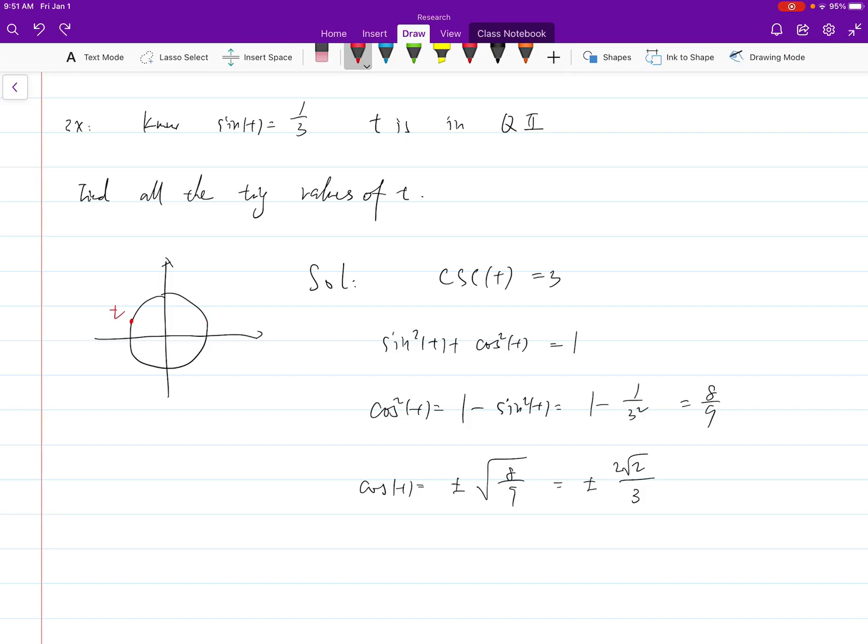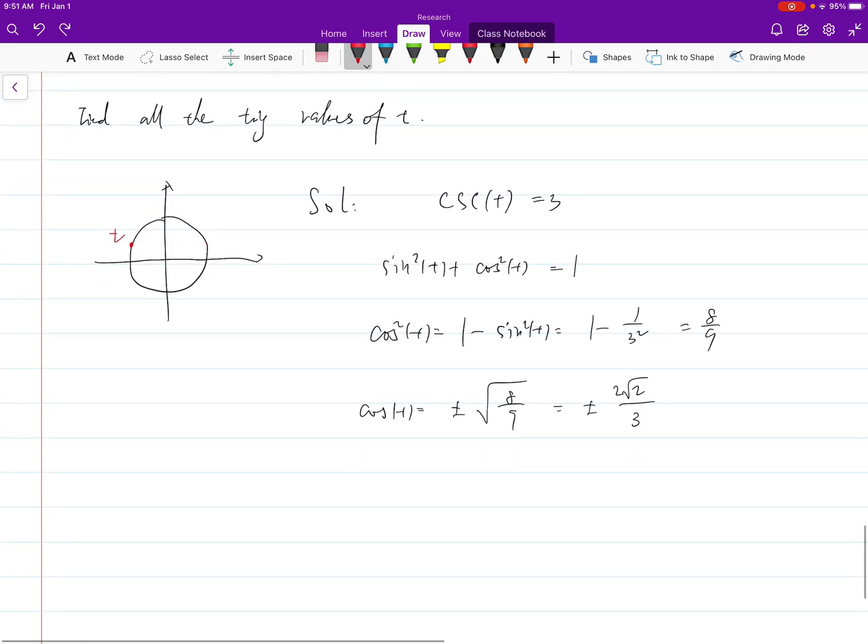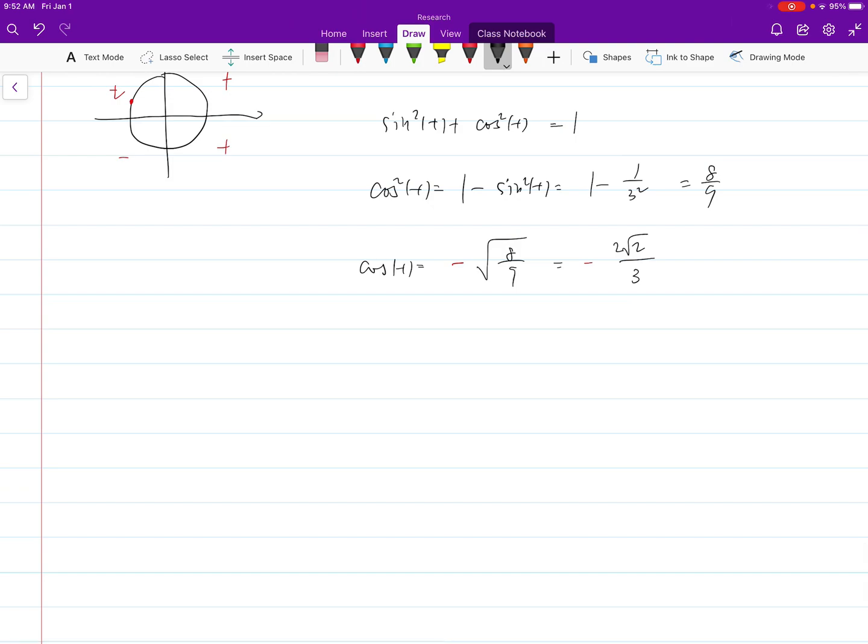Now you can see why we need the information that sine is in quadrant 2, because sine can also be in quadrant 1 and still have positive 1/3. So you don't know which one to take, but for now, because you're doing cosine, now you know which one to take. Negative, because of quadrant 2.